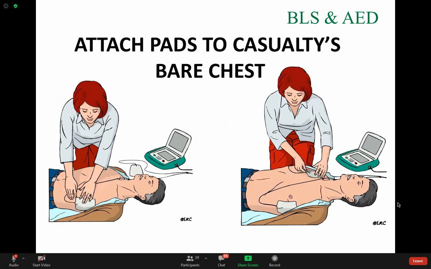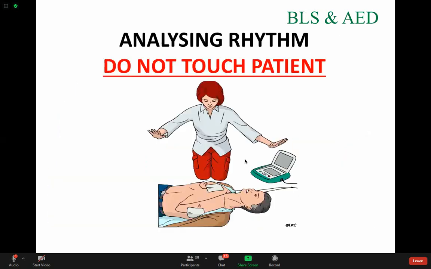Attach the pads to the victim, and you can see that you're attaching them to the front chest, here on the right chest and the left chest. And then you're going to have to analyze the rhythm and not touch the patient. And you can see that nobody's touching the patient, including the rescuer. Because if you touch the patient, you're going to get the shock the same as the patient.